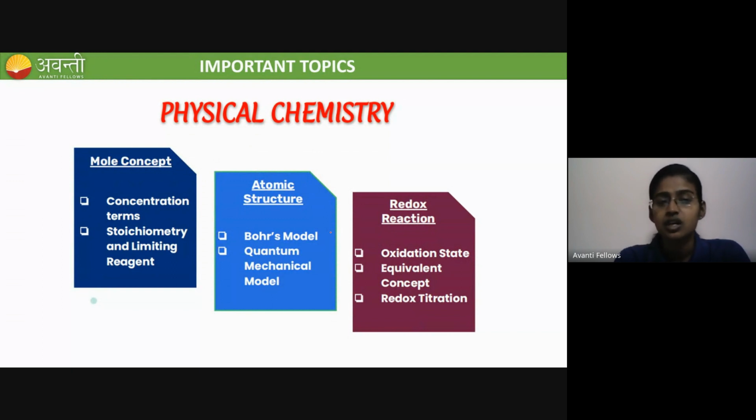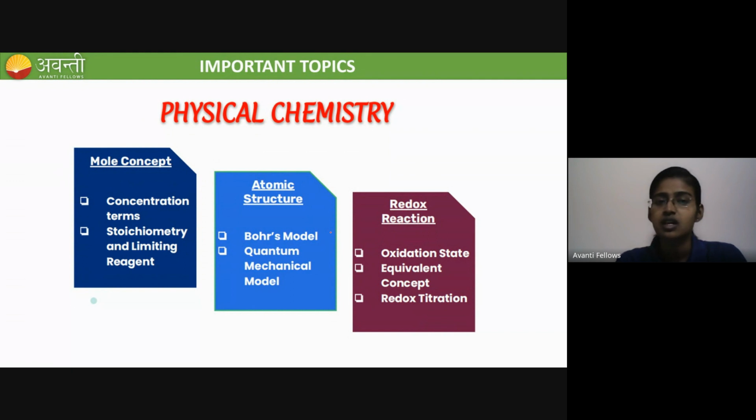Coming to atomic structure, it is Bohr's model. In Bohr's model, we have formulas as well as postulates, so you have to study all of them. Coming to the quantum mechanical model, it is the same: the de Broglie equation and Heisenberg's uncertainty principle formula. You have to study those formulas. Formulas are very important, and numerical-based questions will come in this.